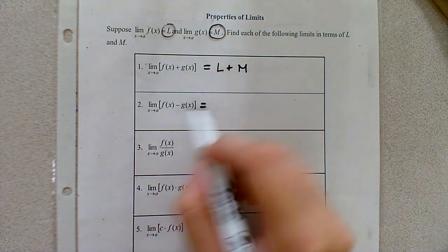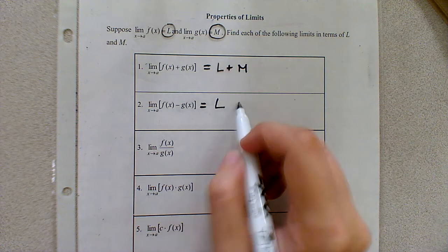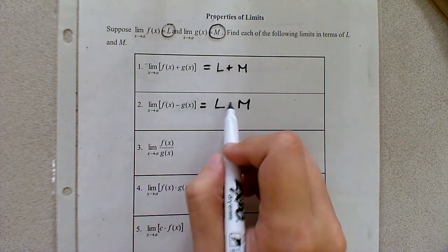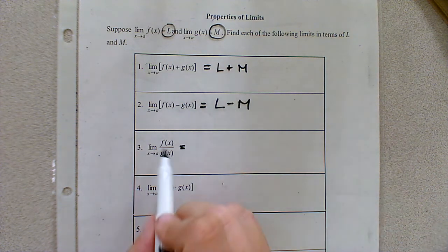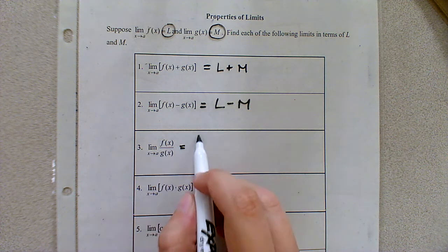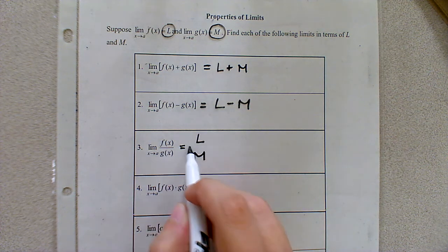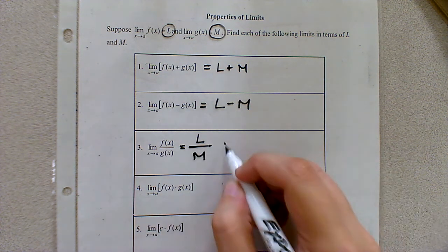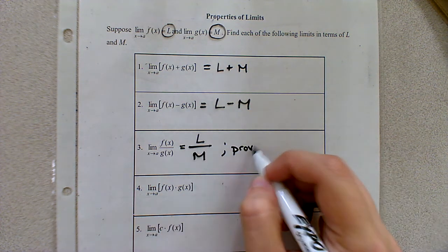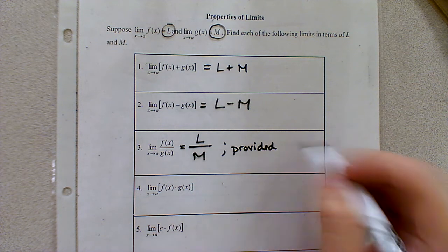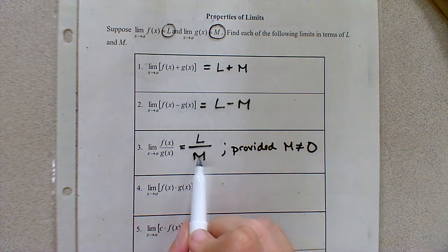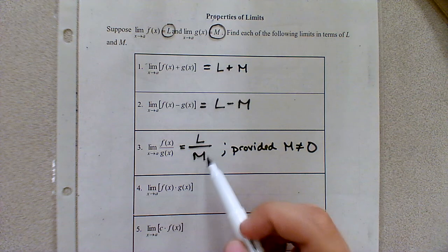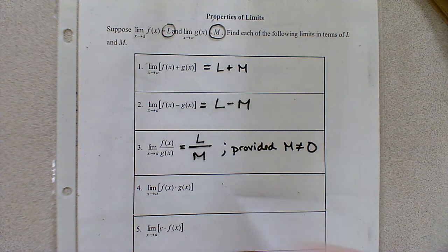Very similarly, we can look at the individual limits, L and m, and in this case, we would subtract their values. In the next example, we can take a look at the individual limits, L and m, and divide those. We do have a stipulation here. This particular limit exists provided that the limit from the g function, that m value, is not 0, because we cannot divide by 0.